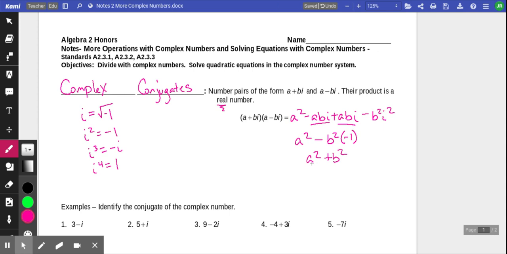Every single time. It doesn't matter what A is, it doesn't matter what B is. If I multiply two complex conjugates together, it's going to eliminate the imaginary part every single time, and what I'll be left with is A squared plus B squared.